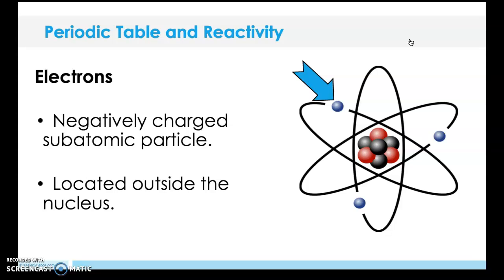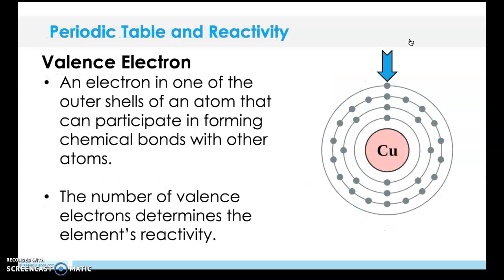Electrons, again, are a negatively charged subatomic particle. So subatomic, the small part of my atom, they're negatively charged. They're located outside of the nucleus. We just said all that. Valence electrons, though, this is where the new stuff starts. A valence electron is an electron in one of the outer shells of an atom that can participate in forming chemical bonds with another atom.